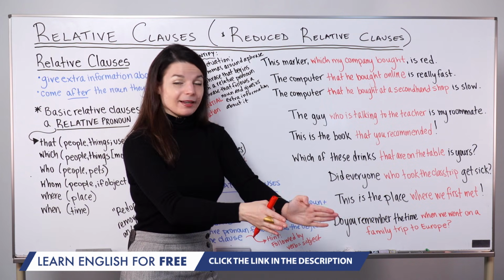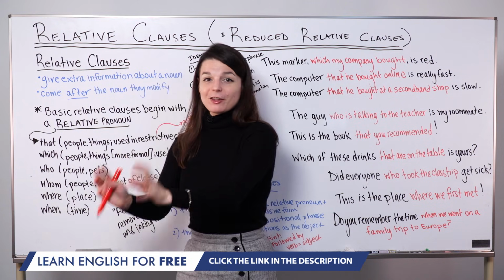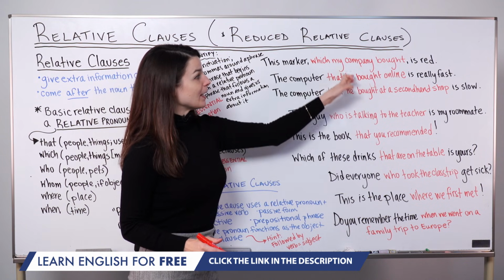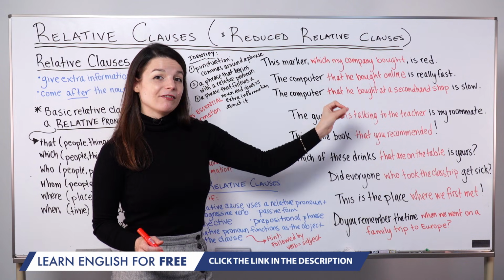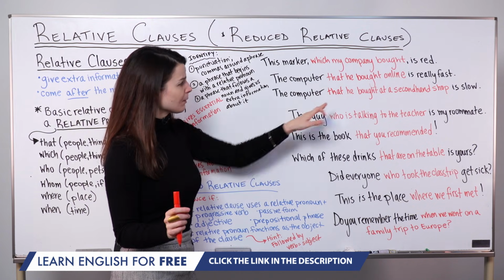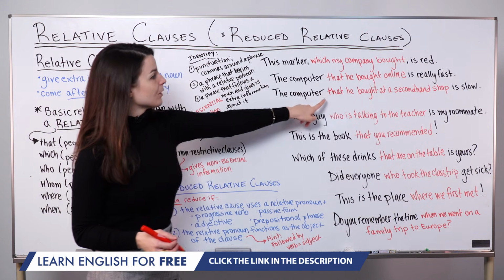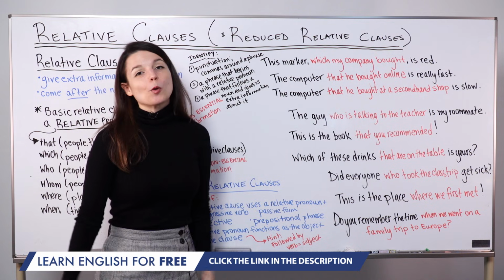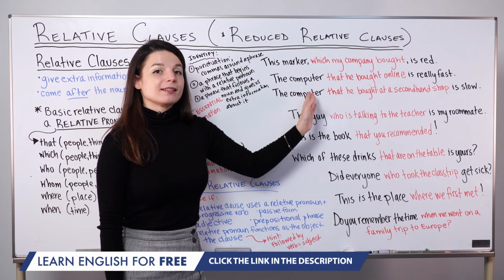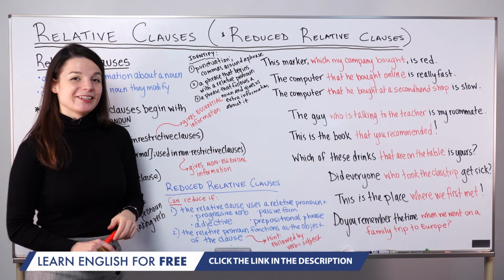So this one that he bought online, so that's an essential piece of information about that computer. And the other one that he bought at a secondhand shop is slow. So we need this information right here. It's essential we have this information to understand the differences between these two nouns. So this is an example of a restrictive clause. Therefore, we use that here. That and no punctuation. So if you have a restrictive clause, you won't see these commas around the clause. So this is a quick introduction to that.